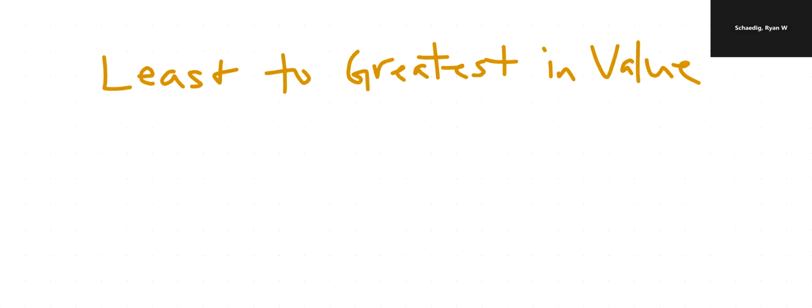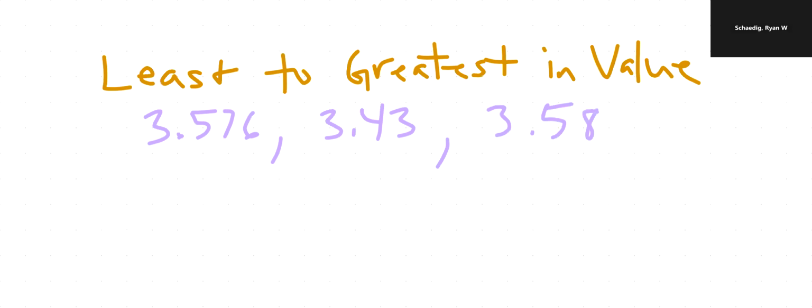So we might have 3 and 576 thousandths. We might have 3 and 43 hundredths. We might end up then also with 3 and 508. Okay, so here are 3 decimals, and our job is to actually put them in order from least to greatest value. They might already be. That happens sometimes, but don't take that risk.